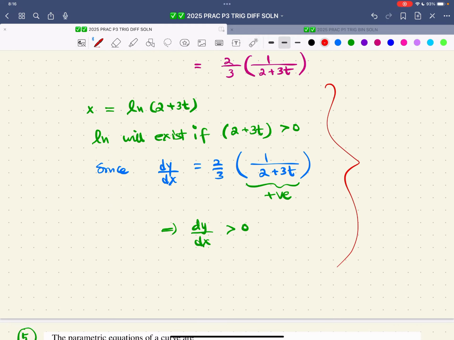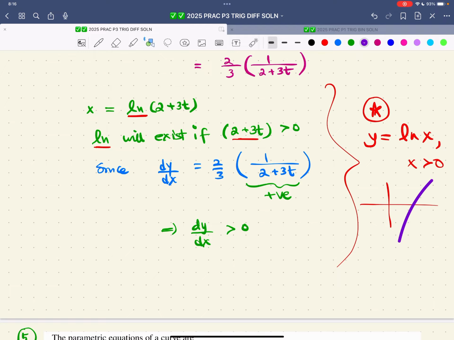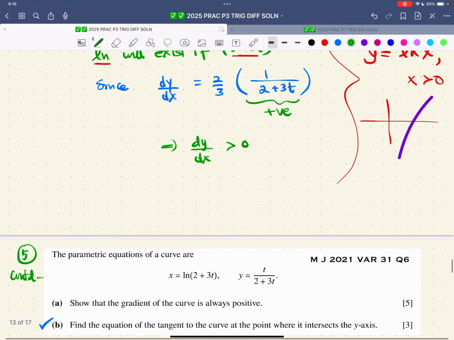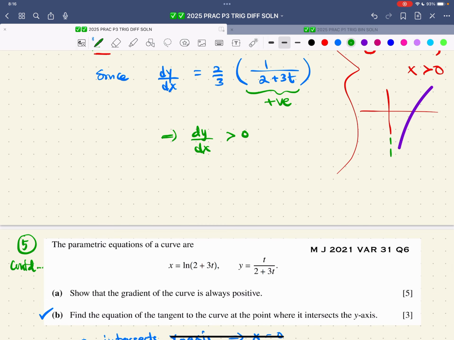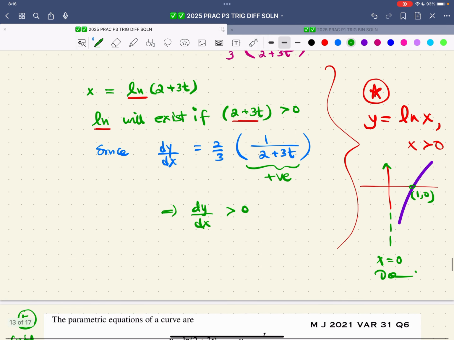Now you have to focus on ln. We know that ln will exist if this thing is positive. When we draw the graph of y equals ln x, the domain is x greater than 0. So let me draw it properly. The graph goes like this, and over here that is the asymptote. This is the y-axis, this is x equals 0. This is (1, 0). So log only exists for positive values.